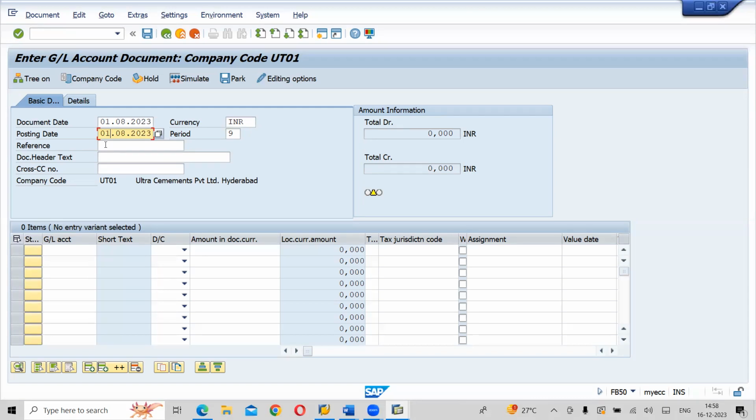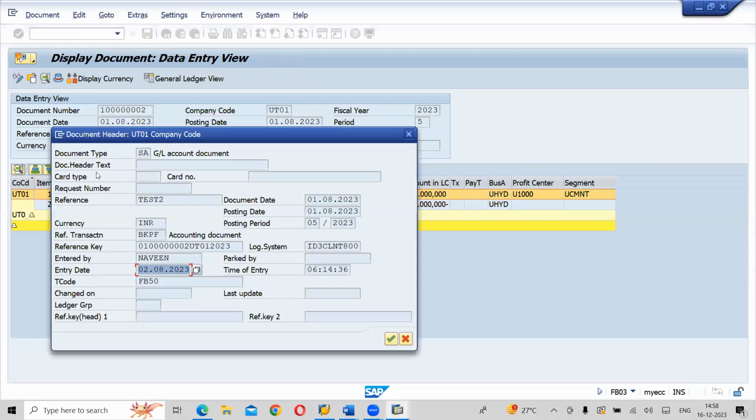Right? But whenever the auditor checks, they will check the entry date. Here it is no problem. Document date is showing 1st August and posting date is also showing 1st August. But when did the entry actually happen in the system? Which date?